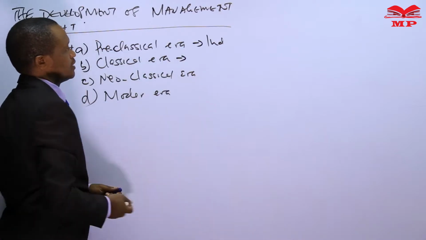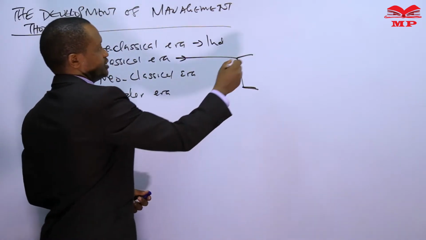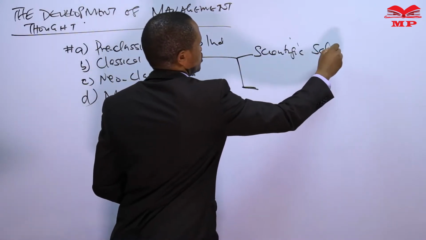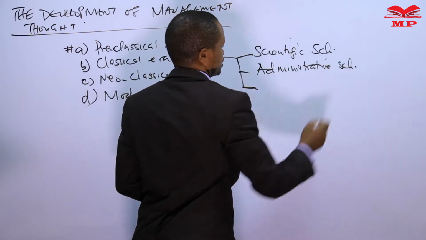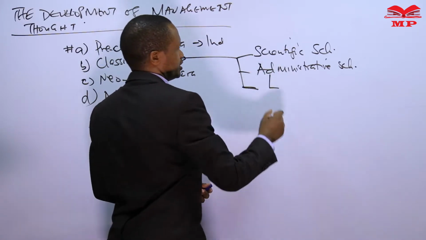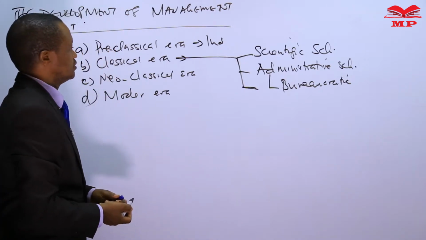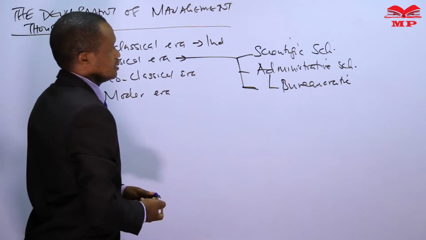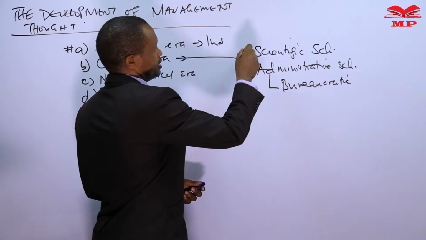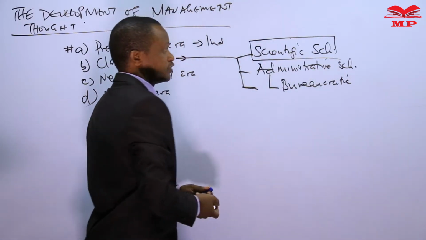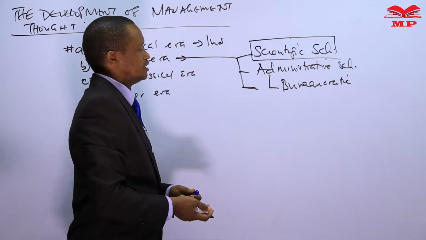And the theories that we'll be covering under the classical era, we categorize them into 2 or 3. That is the scientific school of thought and the administrative school of thought. And under administrative, we'll still be looking at the bureaucratic school of thought. Okay, so these are the theories that were propounded by different contributors to the school of management thought. So we did discuss in detail the scientific school of thought in our second lesson, where we looked at the contributions of various scholars.